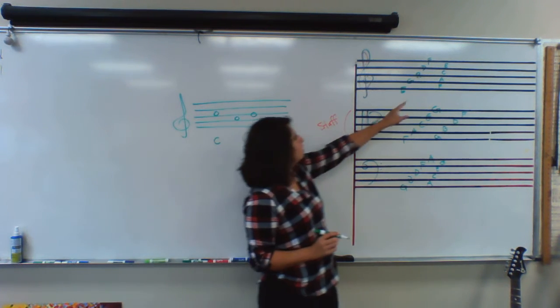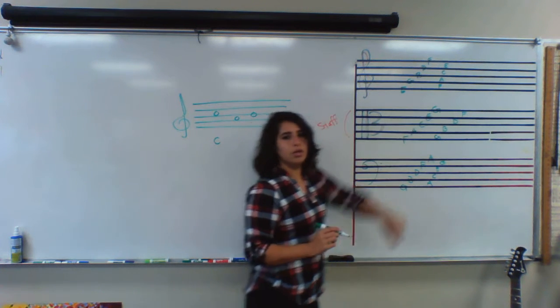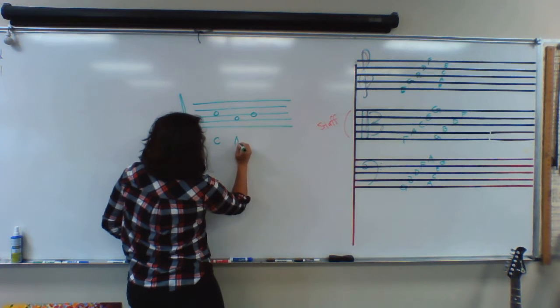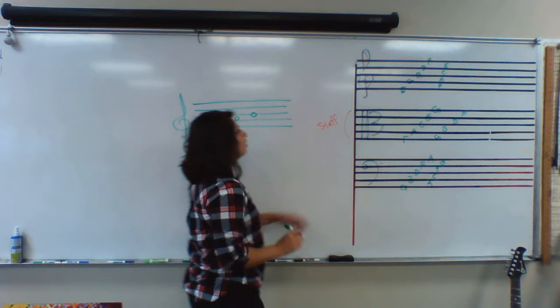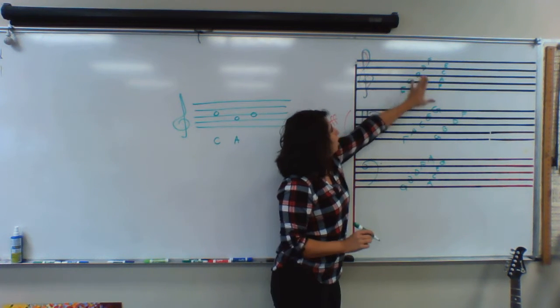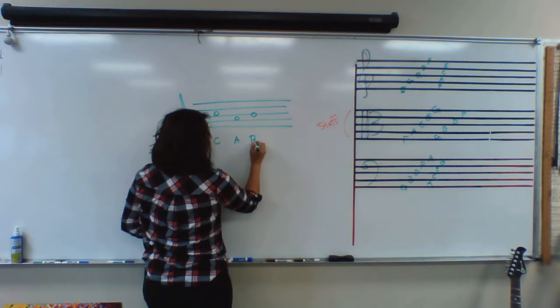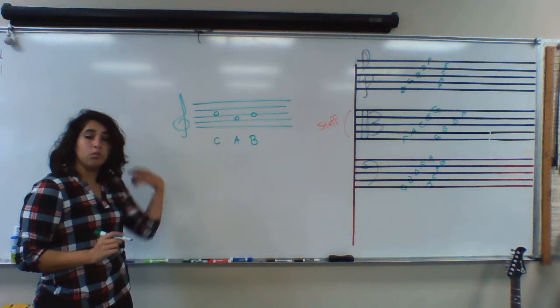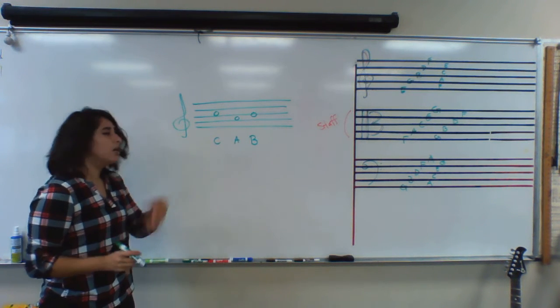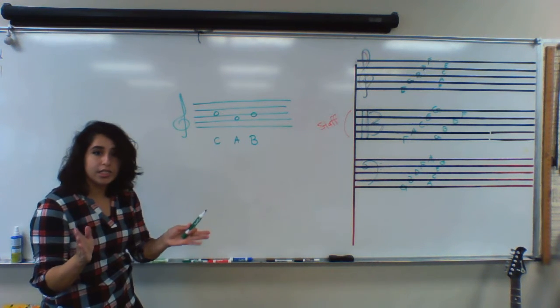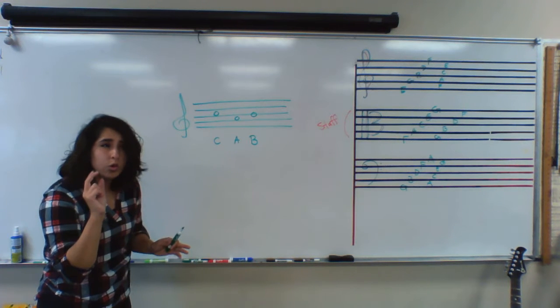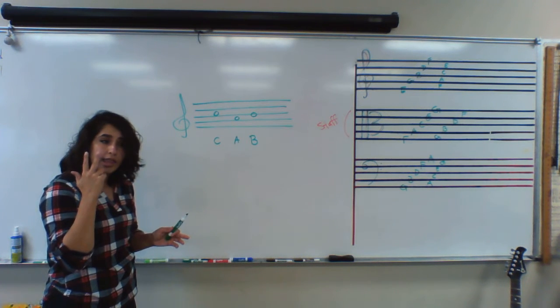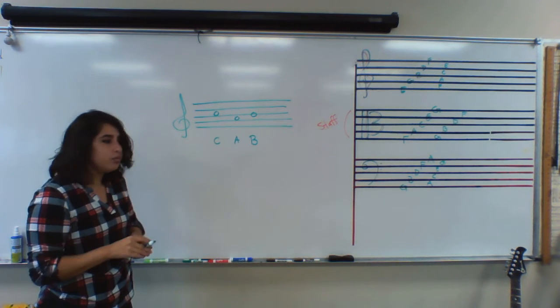1, 2. 2nd space, 1, 2. 2nd space is an A. 1, 2, 3. 3rd line, 1, 2, 3, B. I spelled the word cab in music. Okay, we get the gist. All right, I'm going to do 3 more words, and then this video will basically be over.